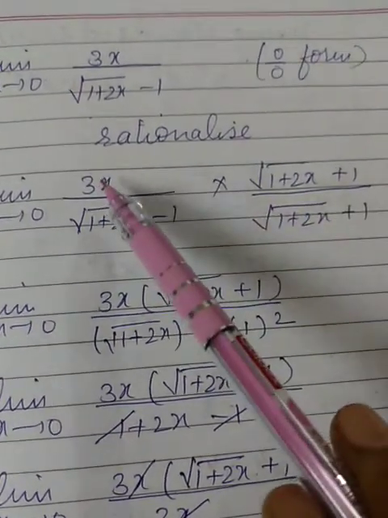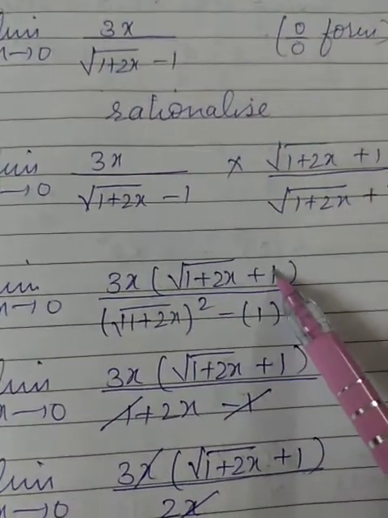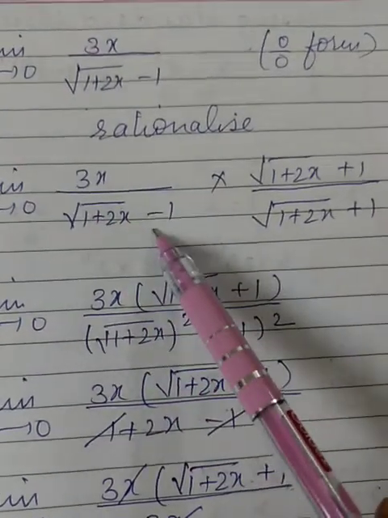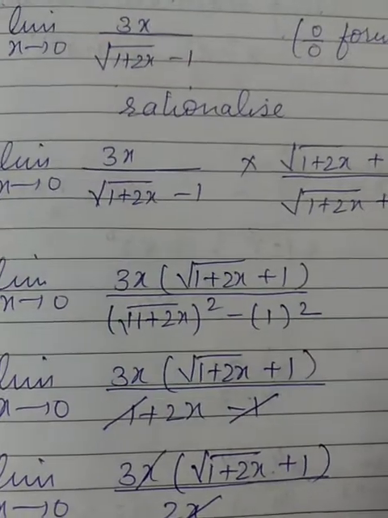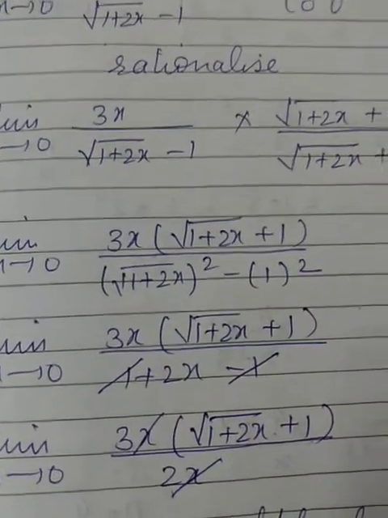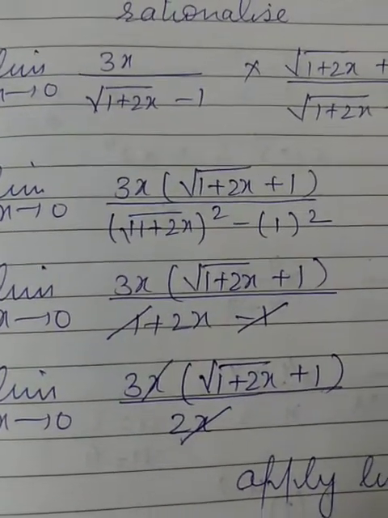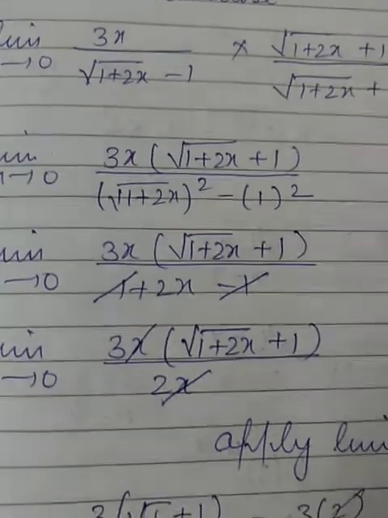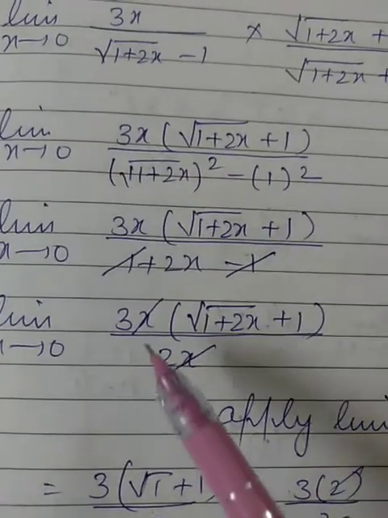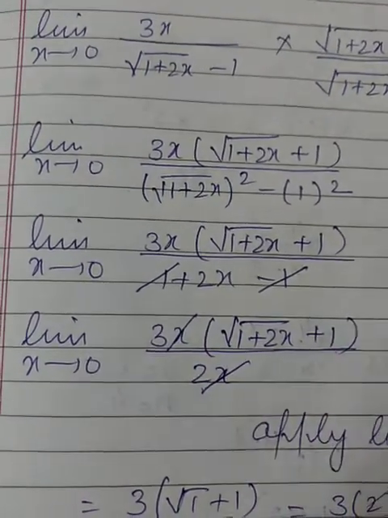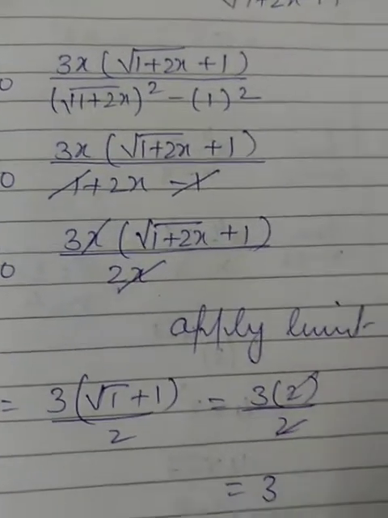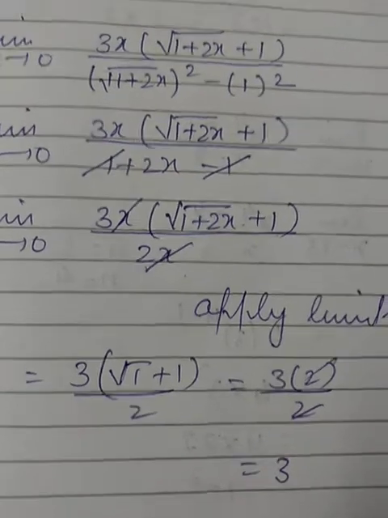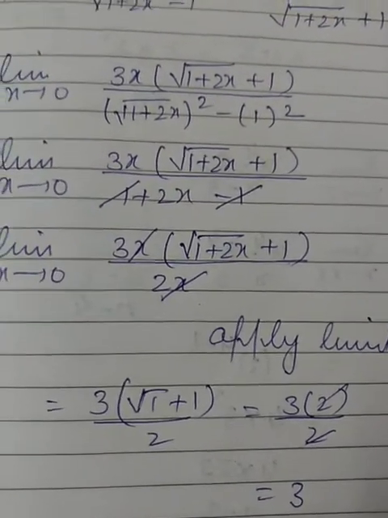Again, the numerator we write as it is. The denominator is a minus b, a plus b, so this is a square minus b square. Then we remove the under root sign. Then you simplify it. After simplifying, you are getting 3x and this x is cancelled out. Then apply the limit in the remaining portion and you are getting this equals 3.